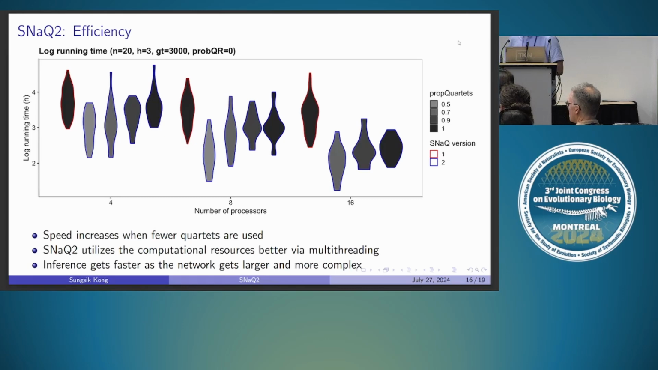Another thing is, as we use more quartets that are extracted from the network, computational time increased, which means if we use fewer quartets, things will be faster. But we don't want to use half of them because it's going to result in incorrect topology. But 70 to 90% might be a good number.